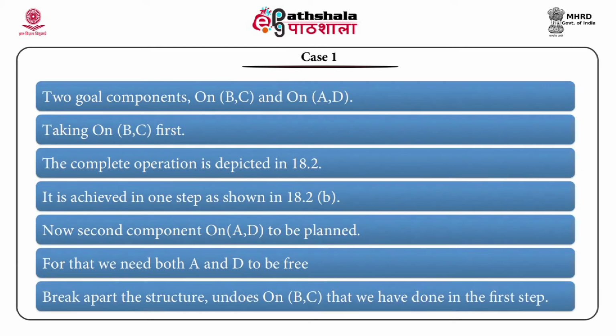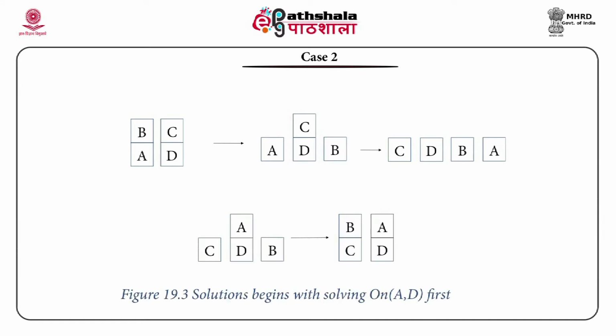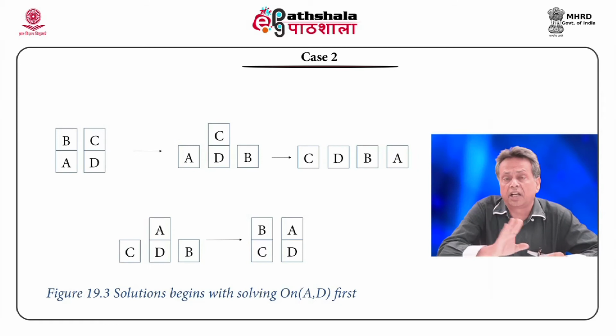I'll have B on top of C and A on top of D. So out of these two, we have picked up one, B on top of C, to be solved first, and we had a problem. But instead, if we take the other one, case number 2, I would like to have C on top of D. So that is the first thing I want to have.